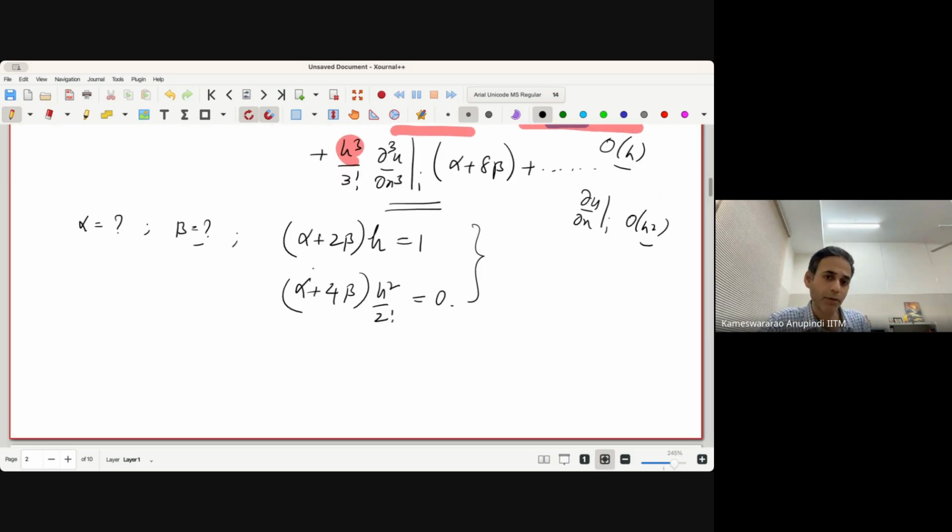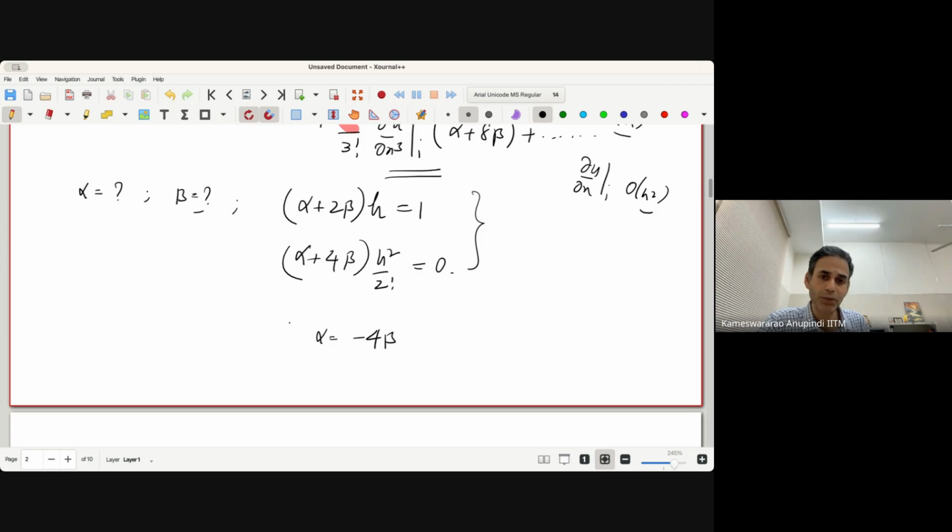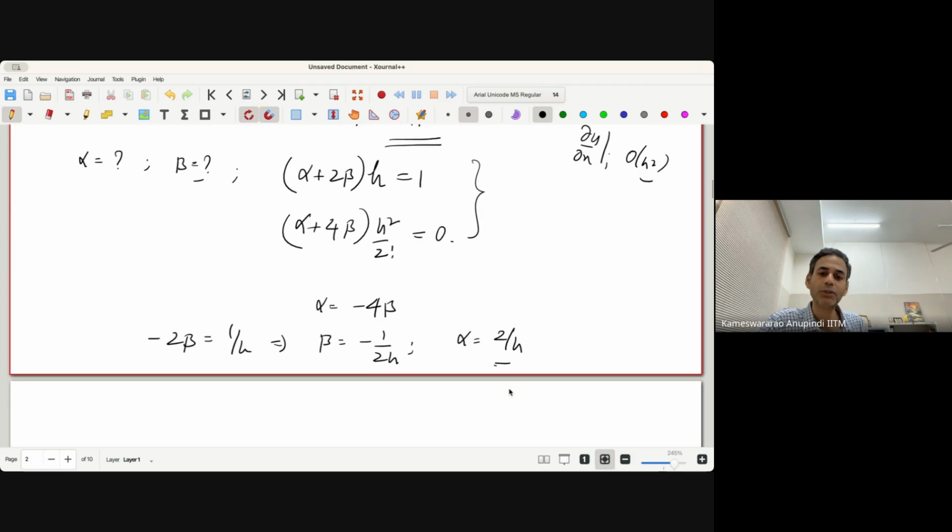Then from here, I can say that my alpha equals minus 4 beta from the second equation. If that is the case, I can go back and substitute this in the first equation, which is going to give me minus 2 beta equals 1 by h. That means beta equals minus 1 by 2h. If beta equals minus 1 by 2h, my alpha is going to be 2 by h, right? Because that is equal to minus 4 beta, that is minus 4 times minus 1 by 2h is going to be plus 2 by h. Okay, so that is what I got: alpha equals 2 by h, beta equals minus 1 by 2h.